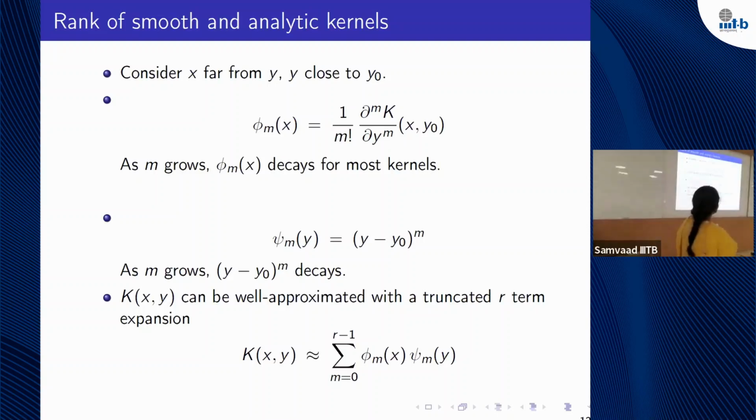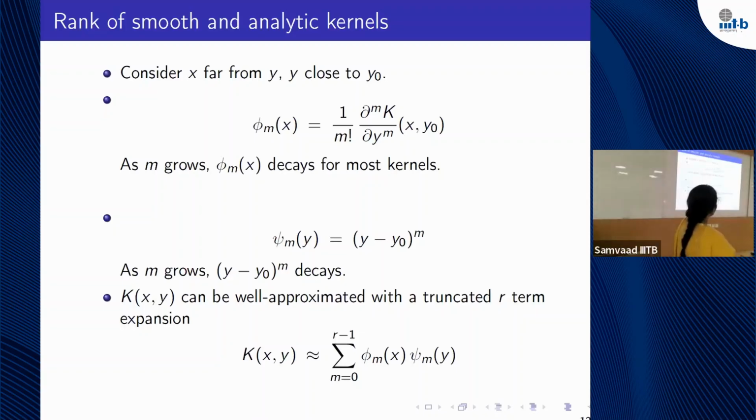And let's now look at psi m of y. So I have assumed y close to y naught. So y minus y naught is a very small value, and here m is a positive integer. So as m increases, a small value taken to the power of m decreases. So even psi m decays as m increases.